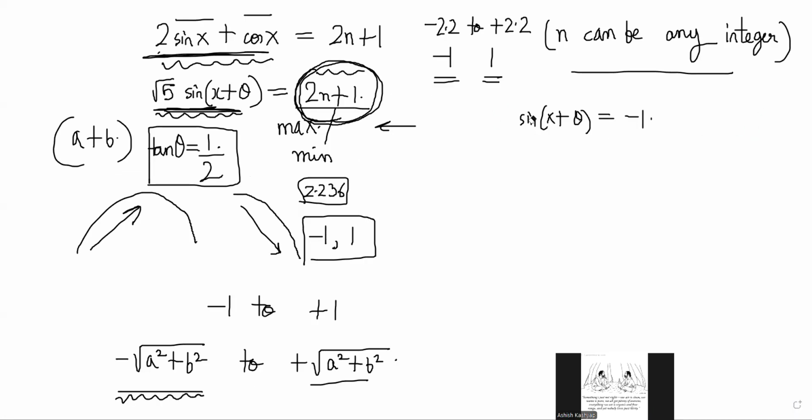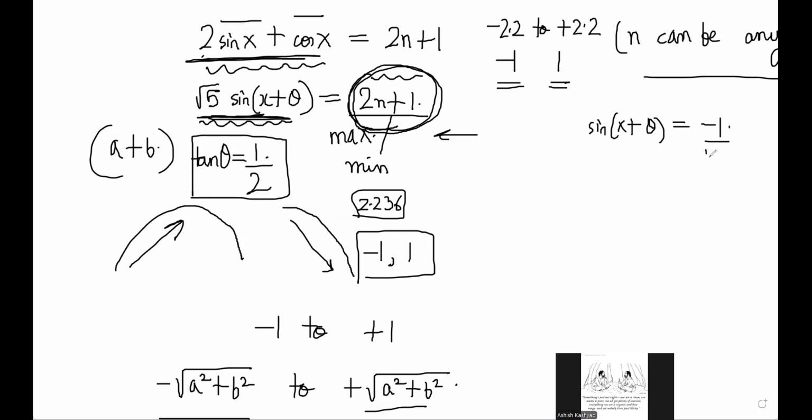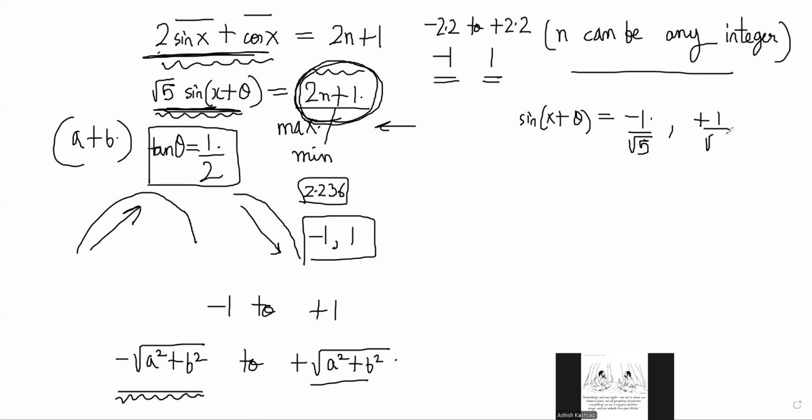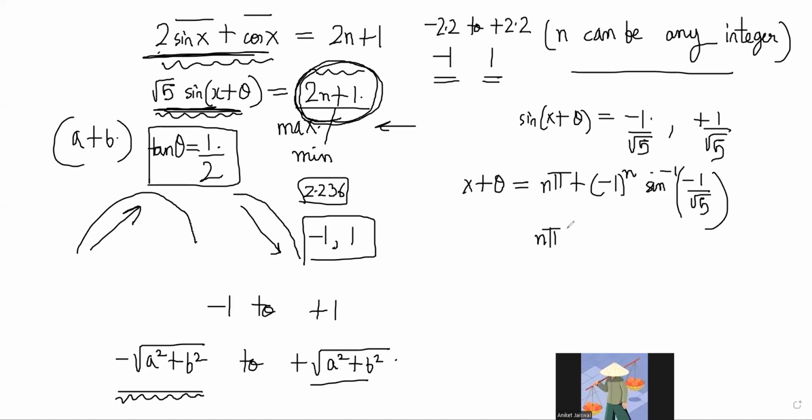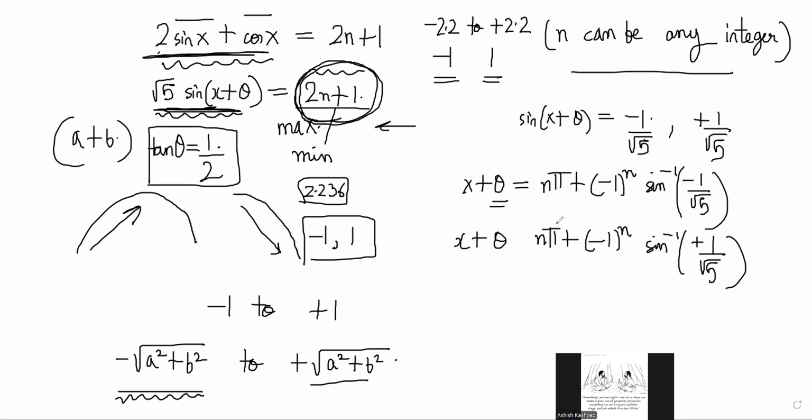So I'll divide by root 5 and I'll get one case as minus 1 by root 5 and one case as positive 1 by root 5. And from here I'll get x plus theta is equal to n pi plus minus 1 to the power n sine inverse of minus 1 by root 5, or minus 1 power n sine inverse of plus 1 by root 5. And you should put the theta also on this side, minus theta.